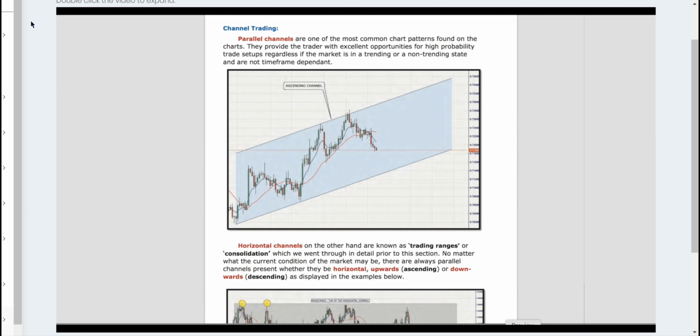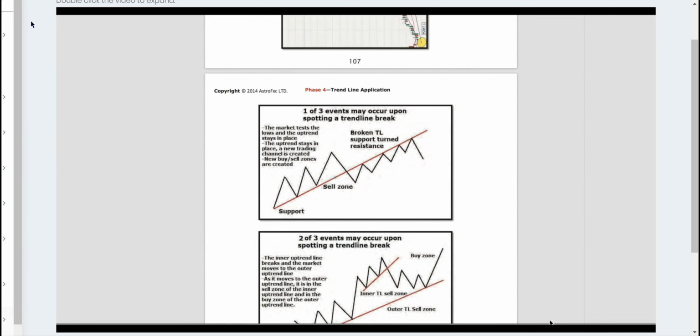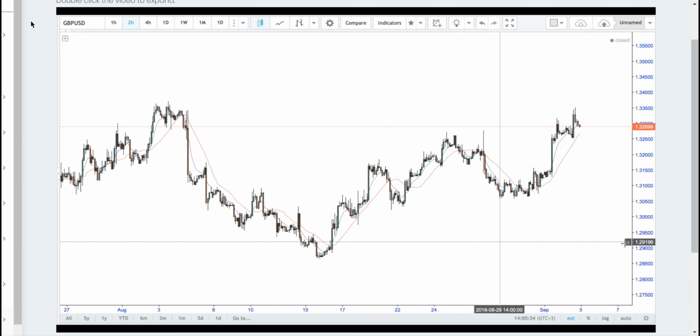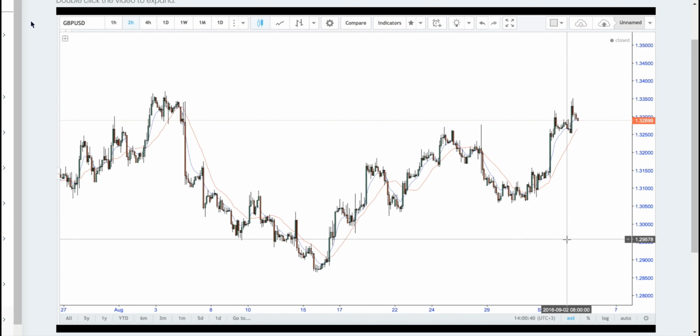I hope that's helped. Next, I'm going to go into Fibonacci, which is quite an interesting section and one of my favorites personally. So that's that counter trend line application, 4-hour, 2-hour in the direction of the overall trend. Looking for the moving average crossover and the breakout.